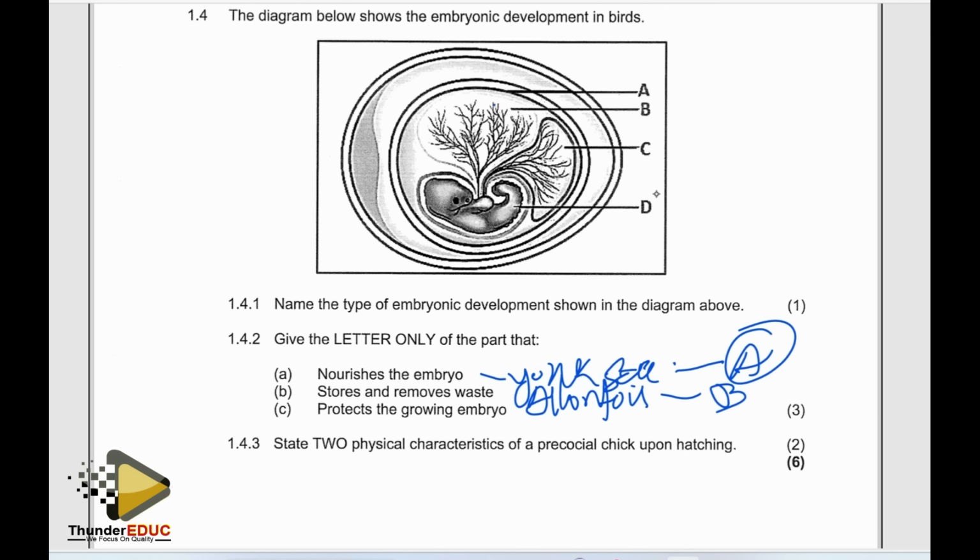And then it protects the developing embryo. So this one is the amnion. In this case, it is an amniotic sac, but we call it amnion. So I will say it is C. Amnion is the one which is responsible for that.